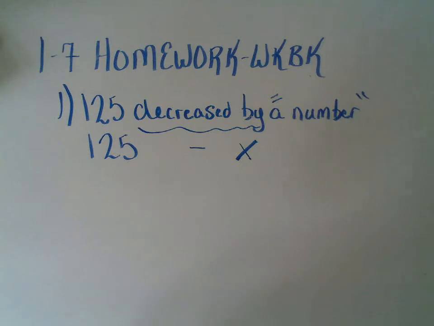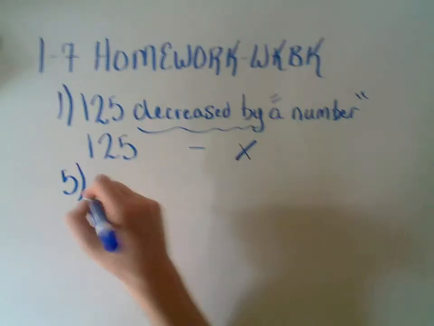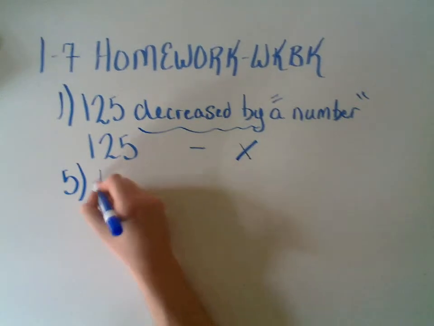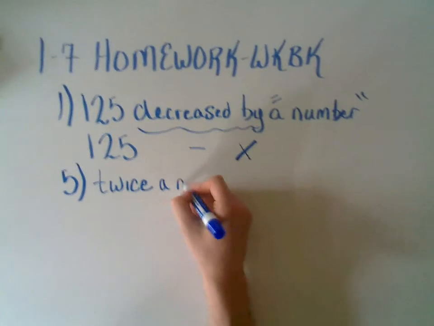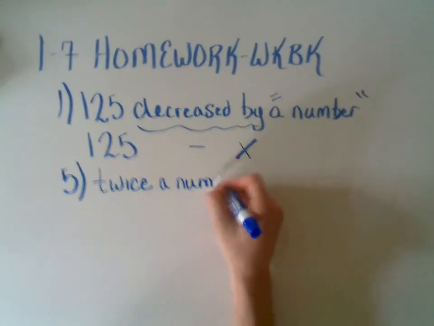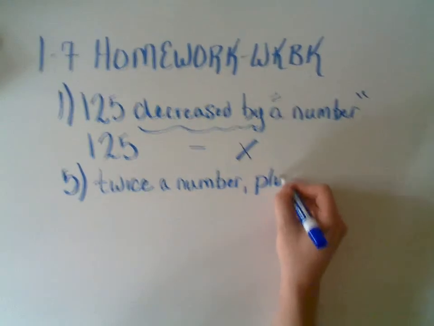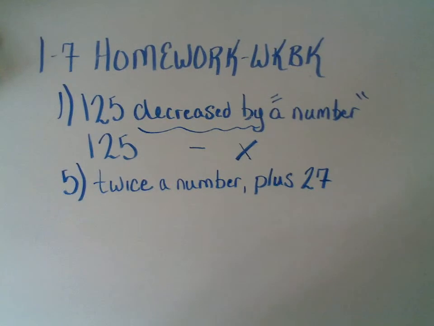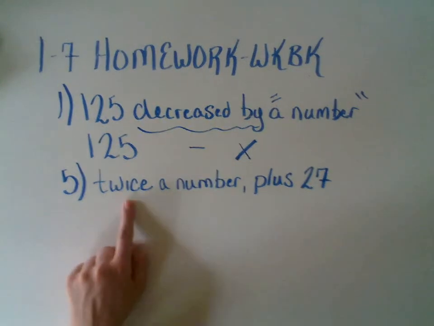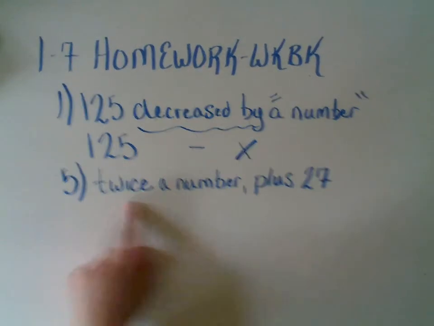Okay, let's take a look at another one of these, number 5. Same type of idea here because they're in the same section, same directions. Twice a number plus 27. And again, I'm basically going to translate this in order. Now, twice, as you already know, means to multiply by 2. So that's what I'm going to start off with.